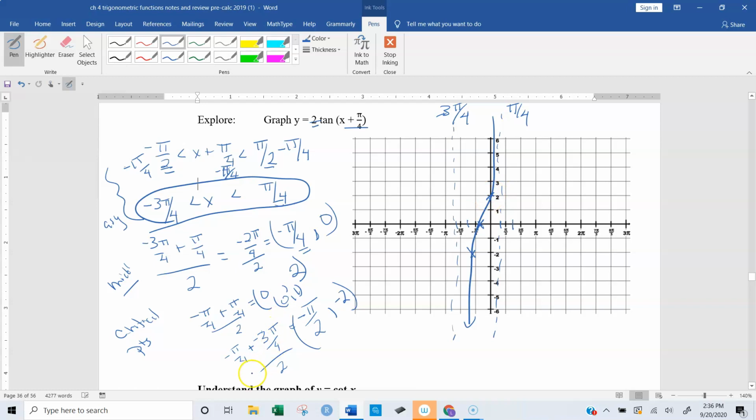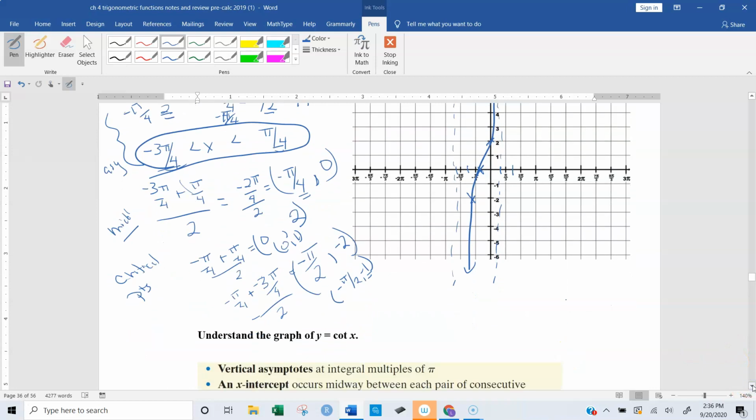Same thing on the other side. Negative pi over 4 and your negative 3 pi over 4, added together and divided by 2, is negative pi over 2. Without a stretch, that would have been negative pi over 2, comma, negative 1. But you need to multiply by your amplitude, which gives you a negative 2. And that's your tangent graph. Not a lot different than your cosine and sine other than the look.